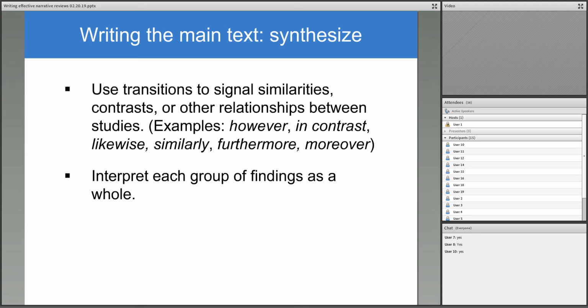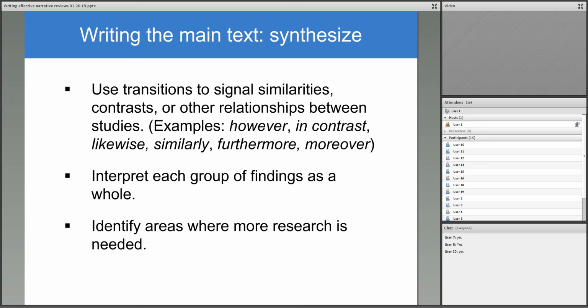Interpret each group of findings as a whole. How do the main findings and conclusions agree or disagree? One way to structure the main text is to group related studies in the same paragraph and to write a sentence at the beginning or end of that paragraph that interprets or draws implications from those studies considered as a whole. These interpreting statements both add value to known information and can clarify how specific pieces of information help serve the larger purpose of the review.